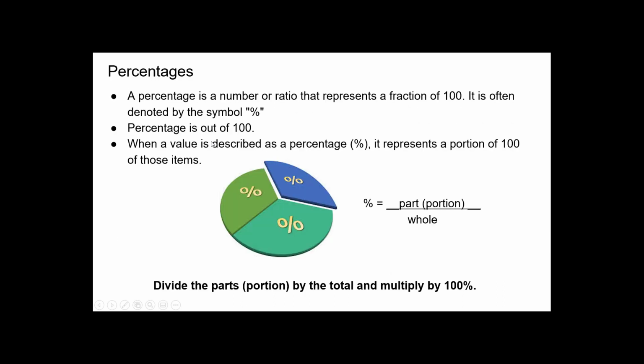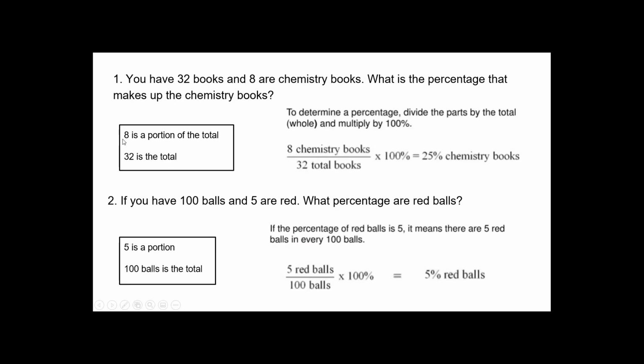First, make sure you understand that the part is on top, the whole is on the bottom, and it's times 100. So 8 is the portion of the total, and 32 is the total itself. So you would set up the portion on top, the total on the bottom, and then multiply by 100. This tells me that out of 32 books, 25% are chemistry books.